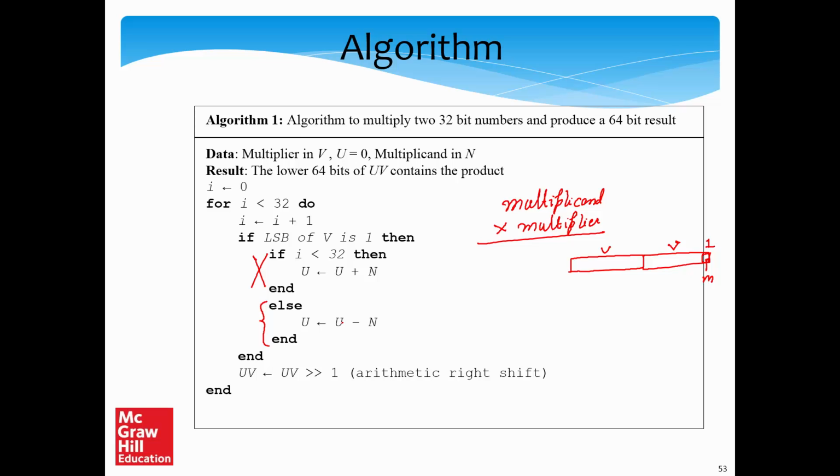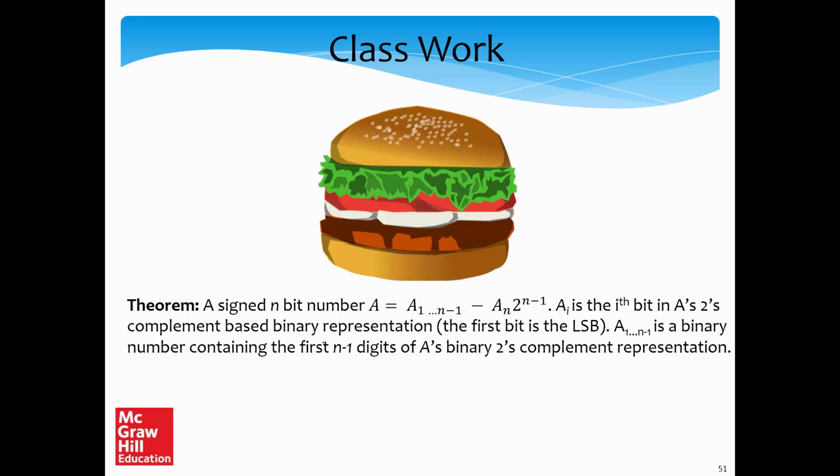So the question is, why are we doing it? The reason that we are doing it, we have to go back to this theorem over here, which essentially tells us that the number, if I consider its 2's complement representation, it is the same as an unsigned number that is formed by the first n minus 1 bits, and from this we subtract a_n, which is the MSB, times 2 to the power n minus 1.